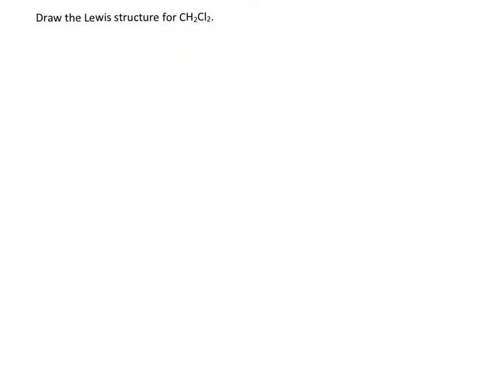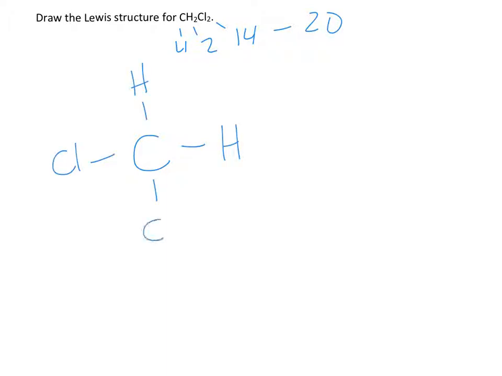So first I do my budget. Carbon has 4. Hydrogens have 2 total. Chlorines have 14 total. So the total budget's 20. My central atom is going to be carbon. Whenever you have carbon, that's usually a central atom. And then we're just going to put all these other atoms off this. For now, we're not going to really worry about where. They're actually kind of pretty much the same, but we'll do that.